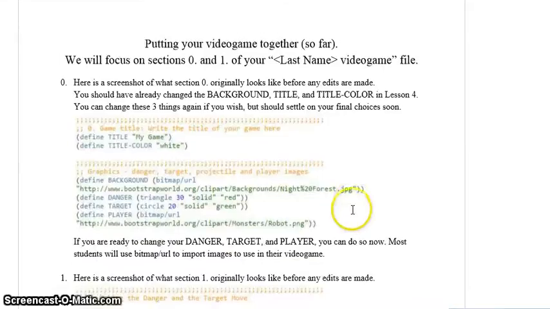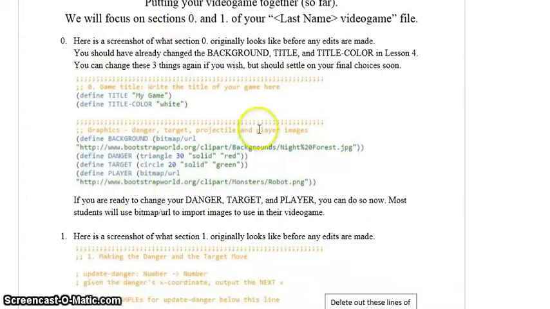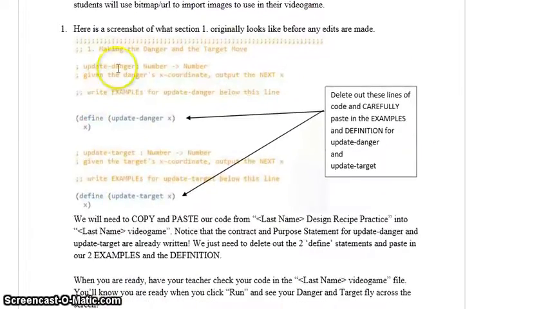So that brings us to page 7 in our packet, which is where we're starting to put this code into our video game. In your video game, this is a screenshot right here of what your code originally looks like. So you had the title color, the background, the danger, the target, the player. At this point, you have probably changed at least some of those things, but that's what the code originally looked like. If you're ready to change your danger, target, and player, you can do that now. Otherwise, let's focus on section 1 of the code, which looks like this originally.